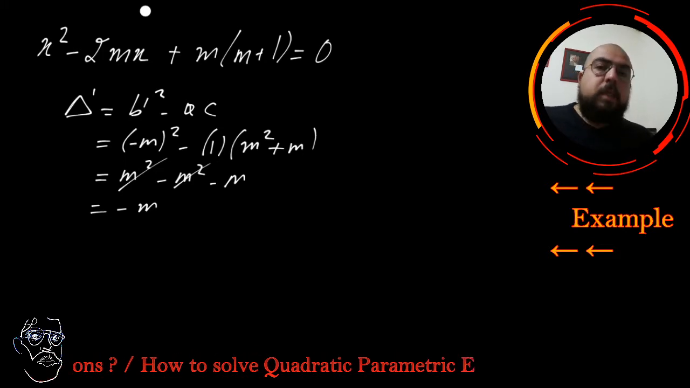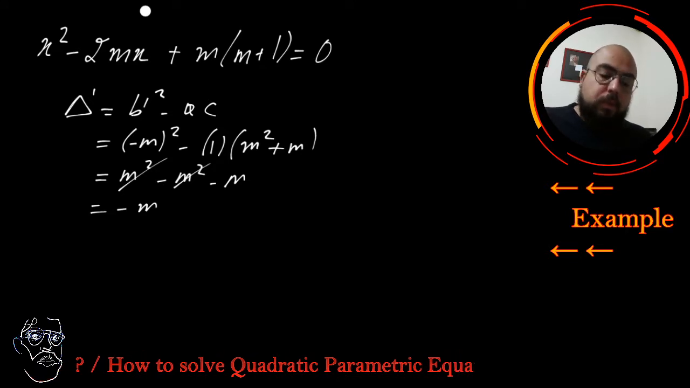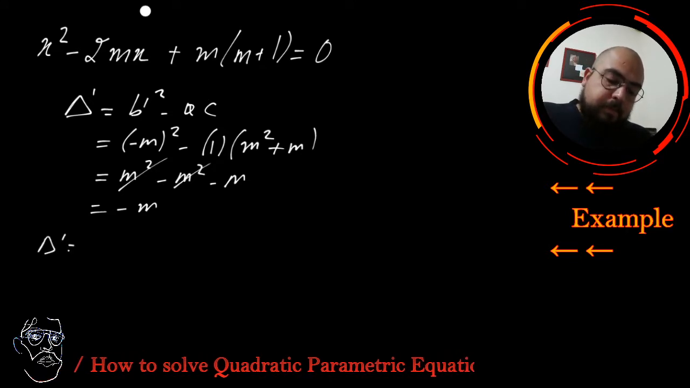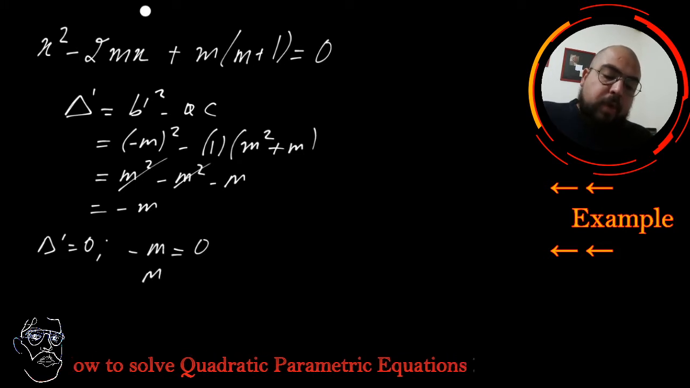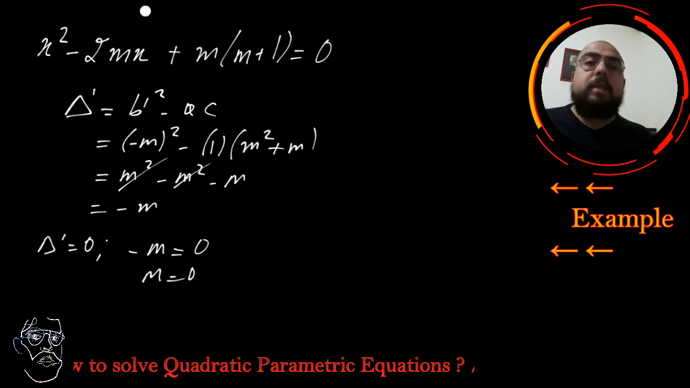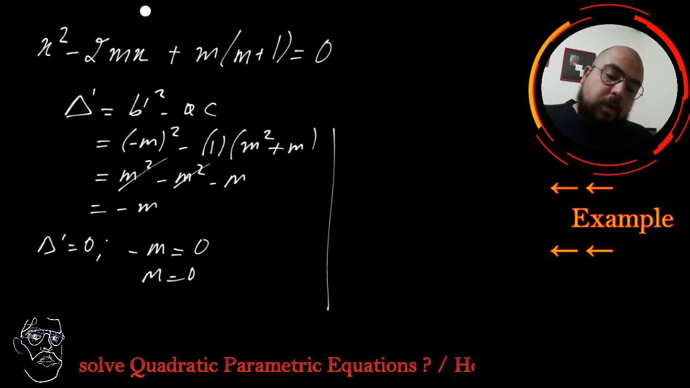So in order to find out whenever delta prime is positive or negative, you will have to say delta prime is equal to 0, which means minus m is equal to 0. So m is equal to 0. And I will have to do a small table, a table of sign.